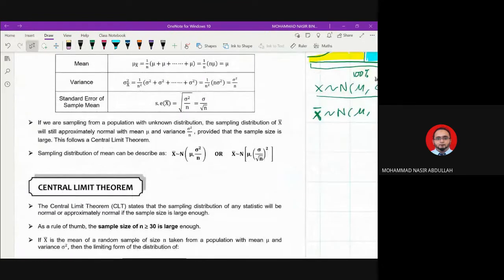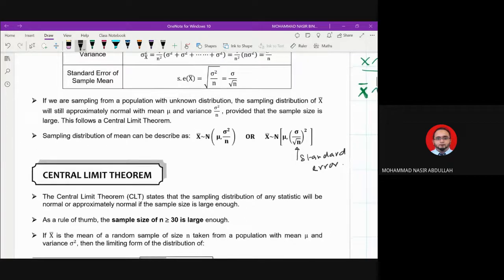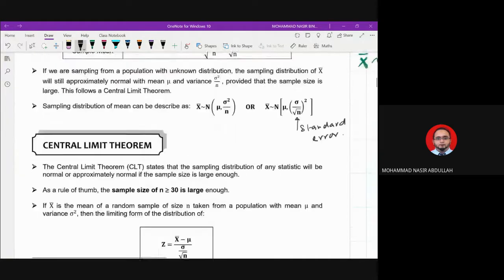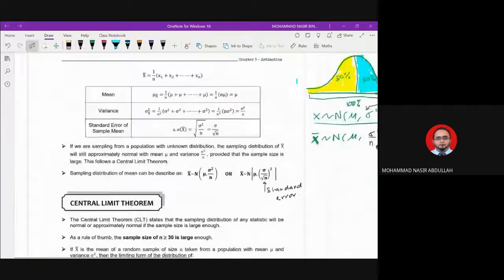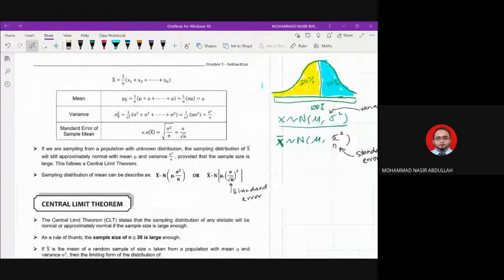Right. So when we are dealing with the sampling distribution of the mean, we need to calculate a standard error. Means that we need to consider the sample size as well. Boleh faham? Ada soalan tak setakat ni? Any questions so far? No, sir. Right, boleh faham?